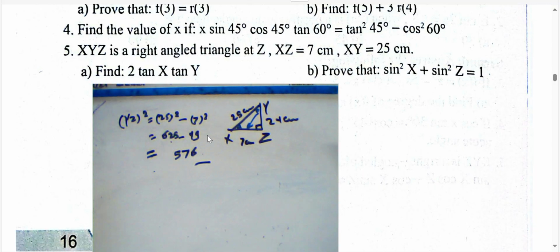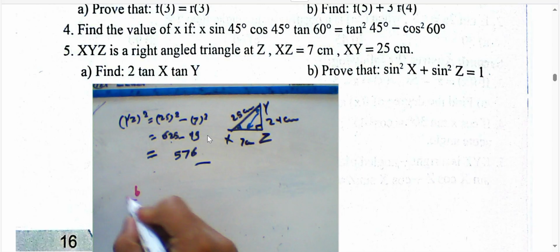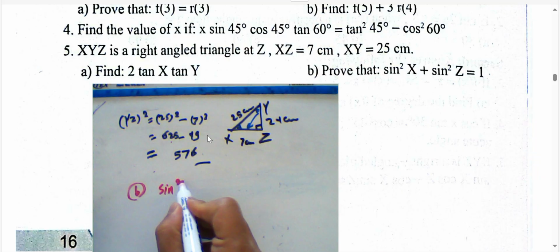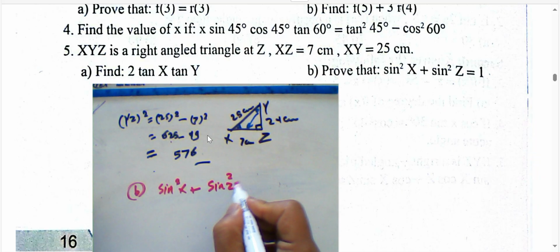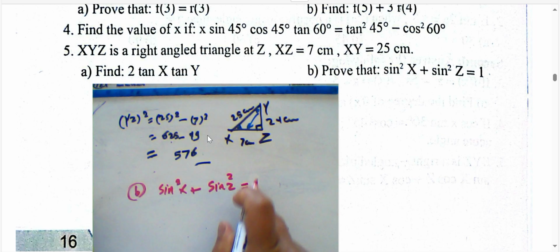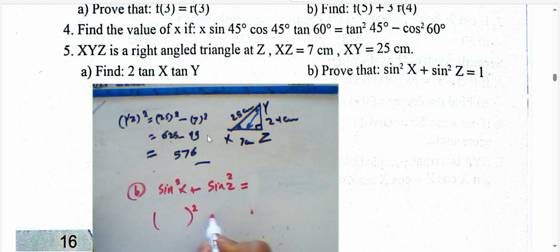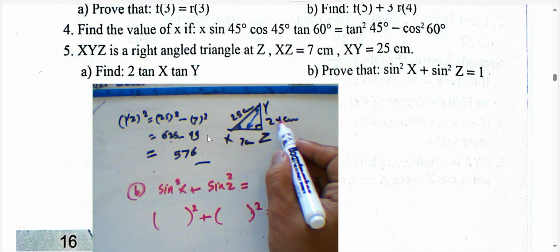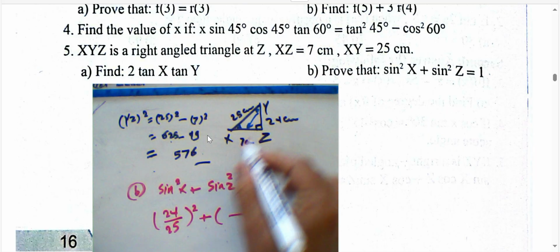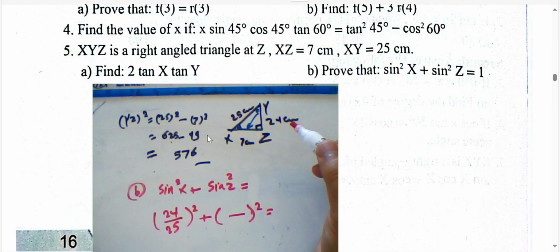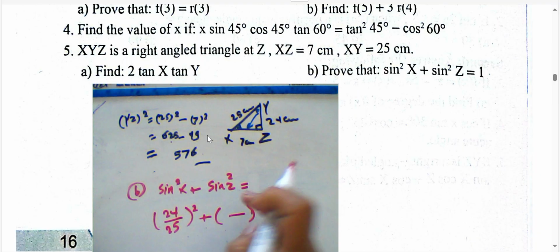We want to prove letter B: sine x power 2 plus sine z all power 2 equals 1. How do we prove that? We can write this number power 2 and this number power 2 and add them together. Here x sine is opposite over hypotenuse, and sine z opposite over hypotenuse.